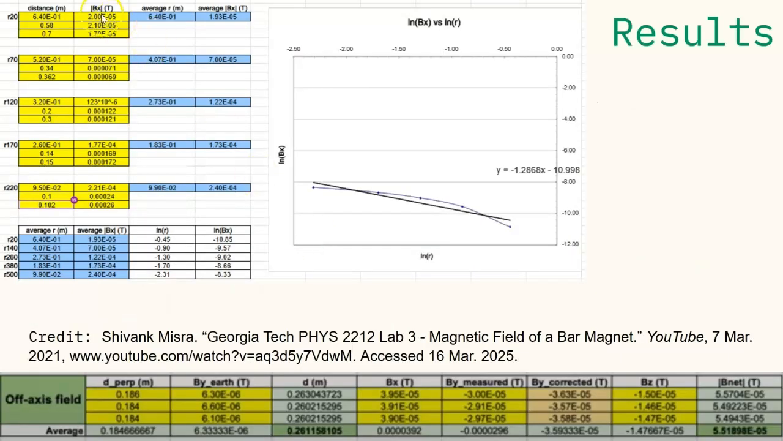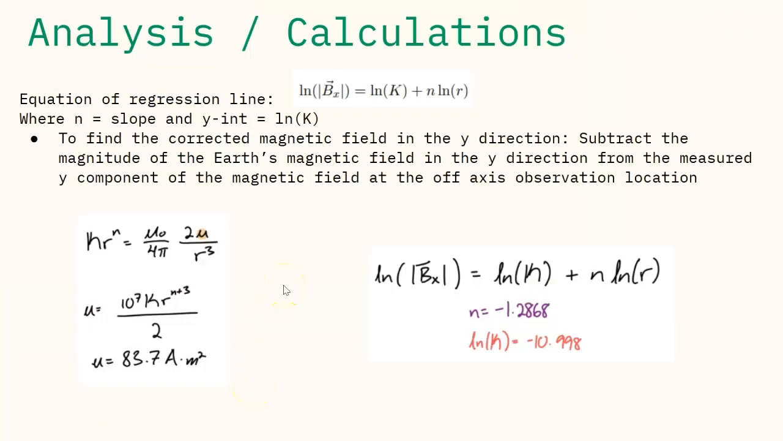Here is our data collected in lab with our graph, and this is sourced data credited to Siobhan. For our analysis, we have the equation of the regression line, where n is the slope and the y-intercept is the natural log of k.